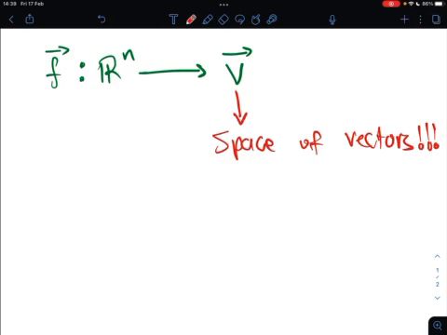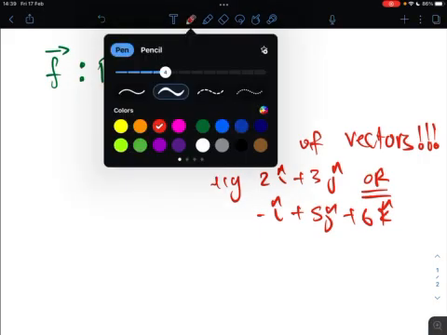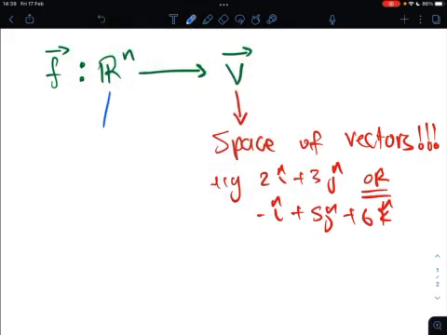If you have taken some physics, those objects are like this in 2 dimensions, 2i plus 3j, or at times in 3 dimensions, they can be negative i plus 5j plus 6k. So what we're going to imagine now is that big V is a space which consists of all objects of this type. While on the other hand, Rn just refers to n-tuples.